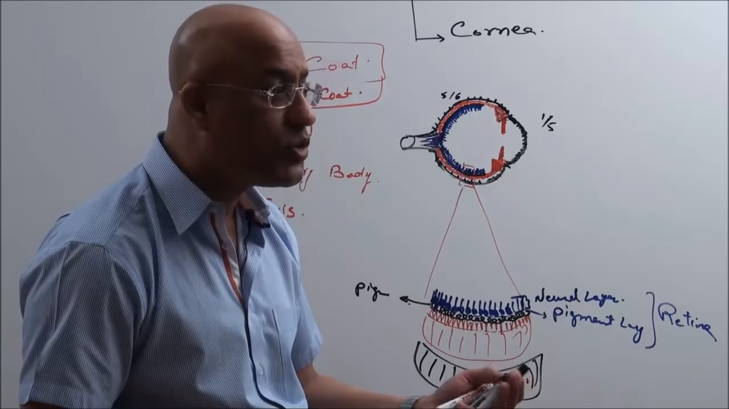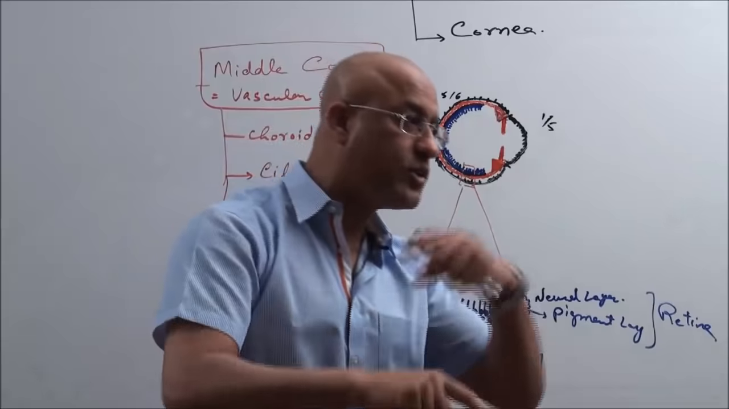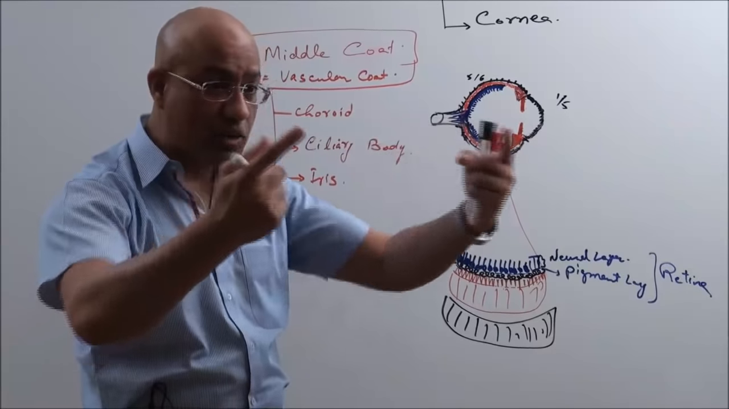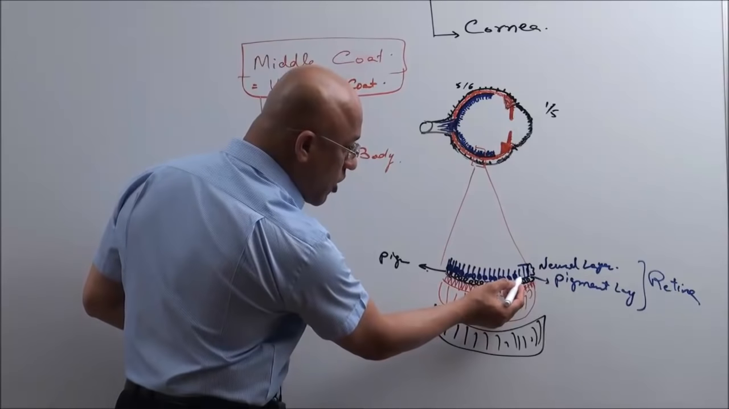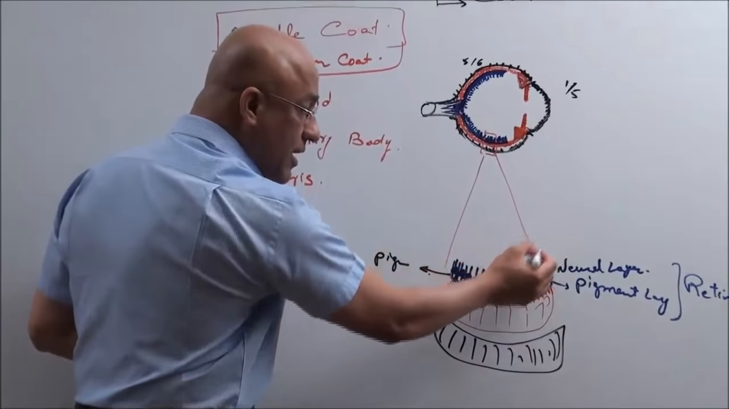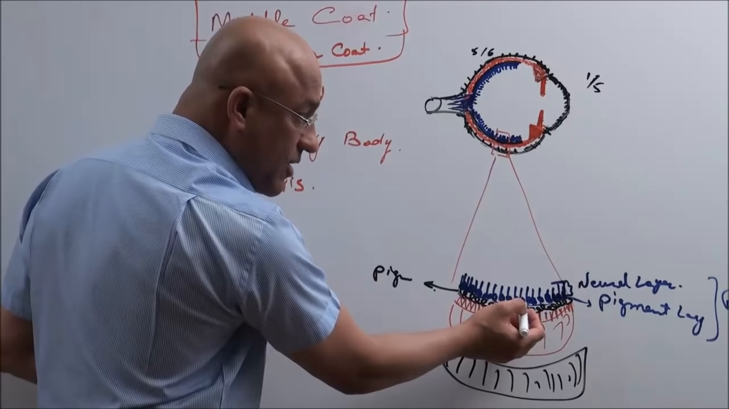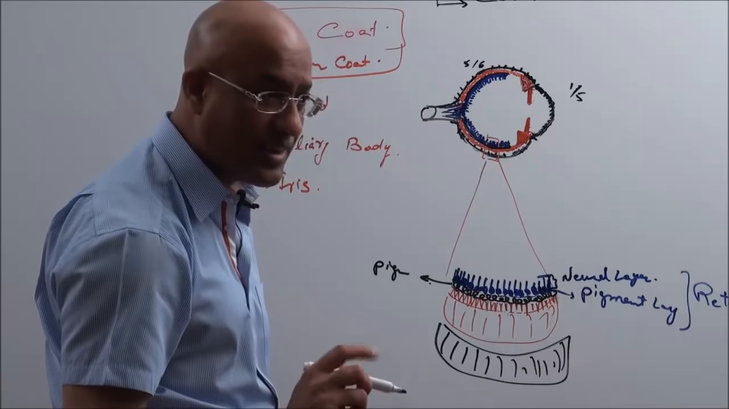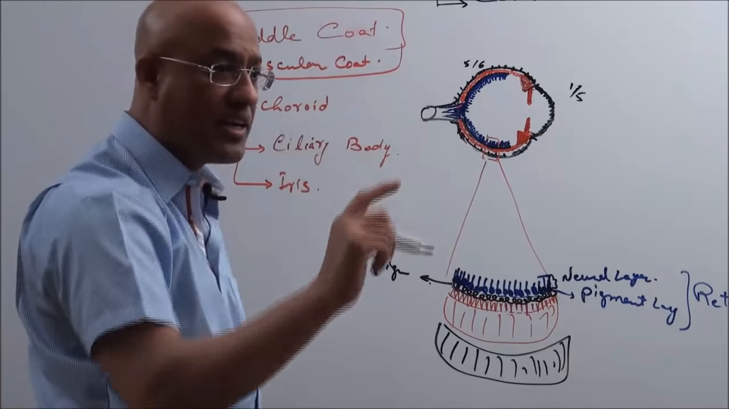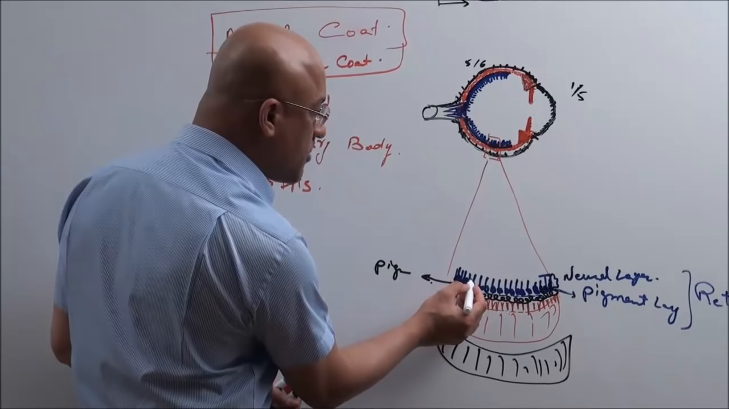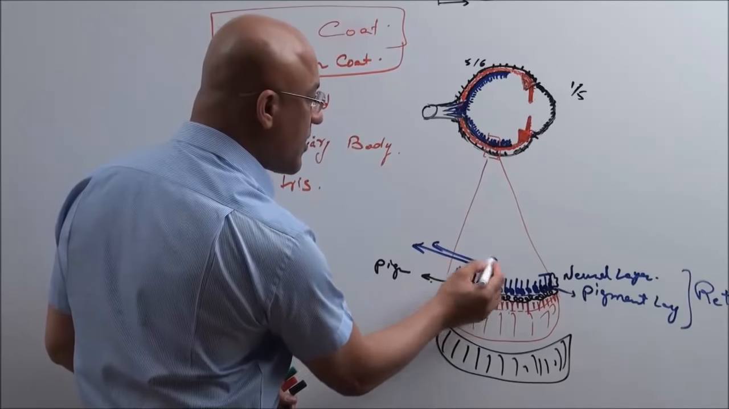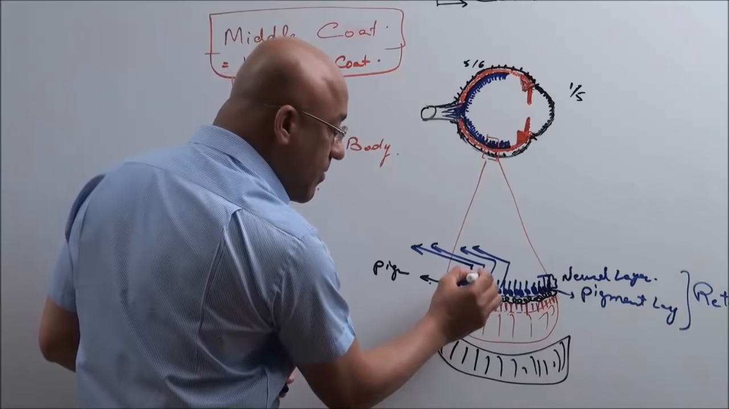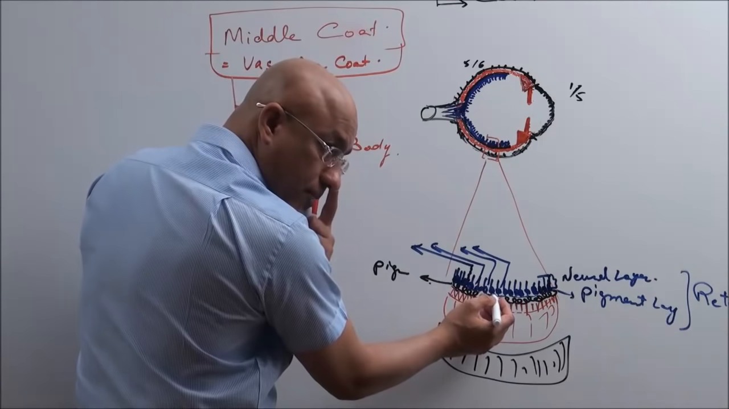What are transducers? Transducers are those structures which convert one type of energy into another type of energy. Light is a form of energy, electromagnetic waves. When the light falls on them, the rods and cones are activated and produce action potentials. They convert the electromagnetic energy into the electrochemical energy of action potentials, and those action potentials, through multiple cells, will go to the central nervous system. You are understanding? So actually, these rods and cones are part of the neural layer.